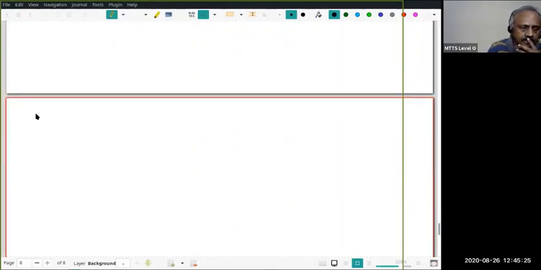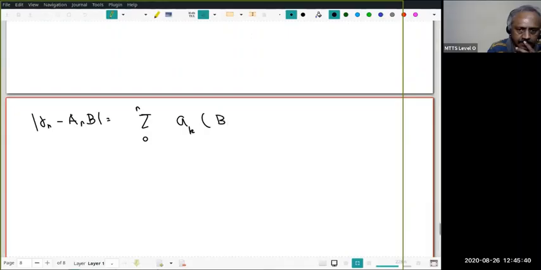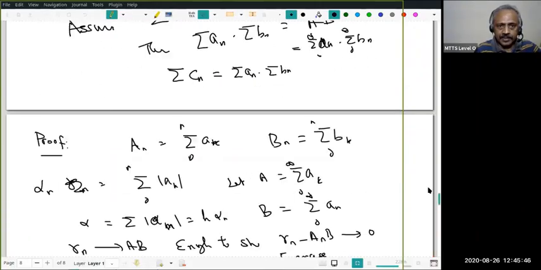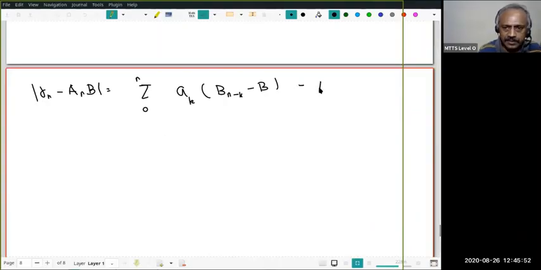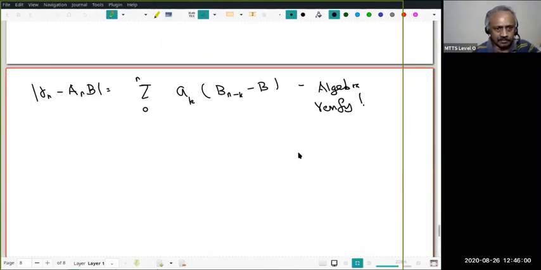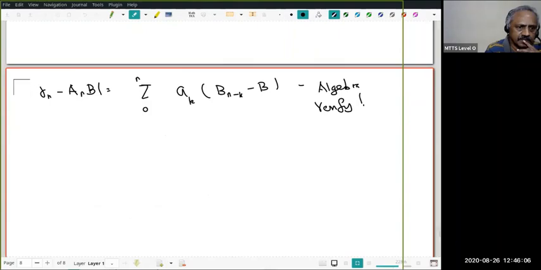Okay, so modulus gamma n minus ab we know is nothing other than the series 0 to n of a_k times (b_{n-k} minus b). Now we have to write it. I am not writing it. You understand that? See, this has to be proved. This algebra should be checked. Because we have done it, but actually in principle I should write. Remove the mod, simply say that mod.